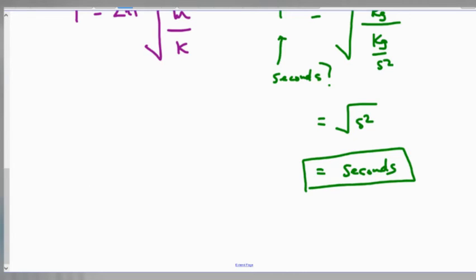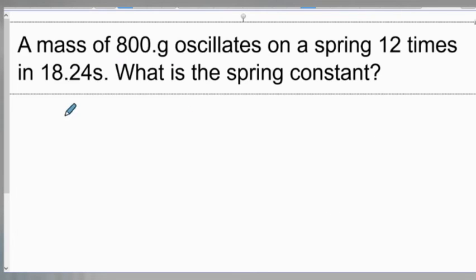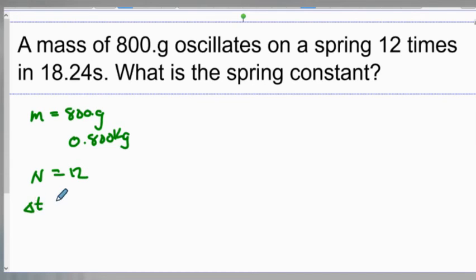Let's try a question. So here I have a mass of 800 grams, and I'm right away going to convert that into kilograms. It's going to oscillate on a spring 12 times. Well, N is 12, and it takes some time, that's delta T of 18.24 seconds. And I want to find my k value.